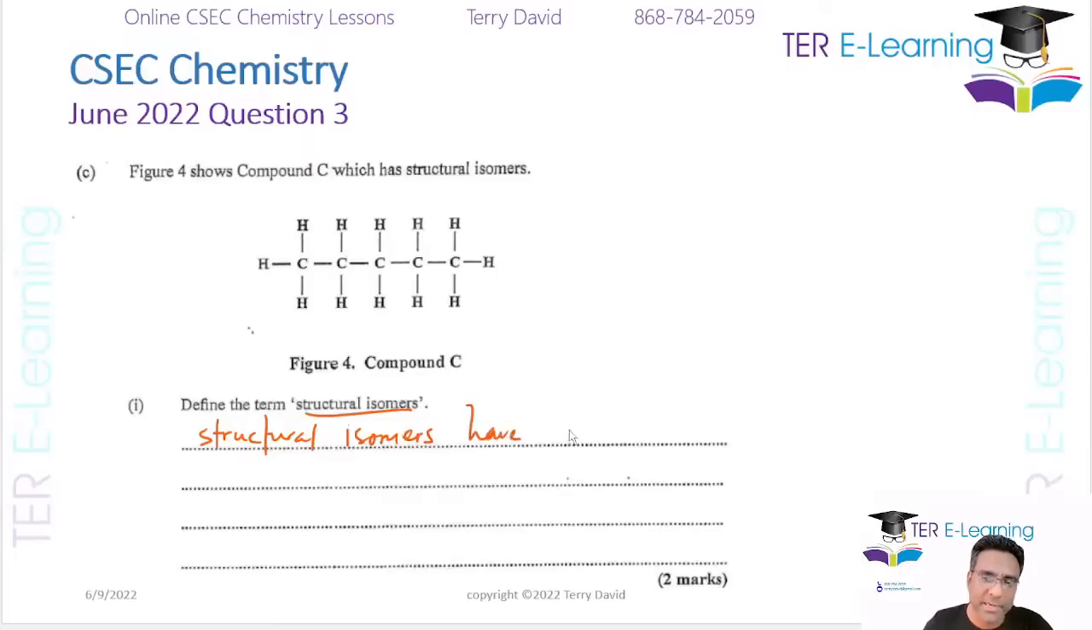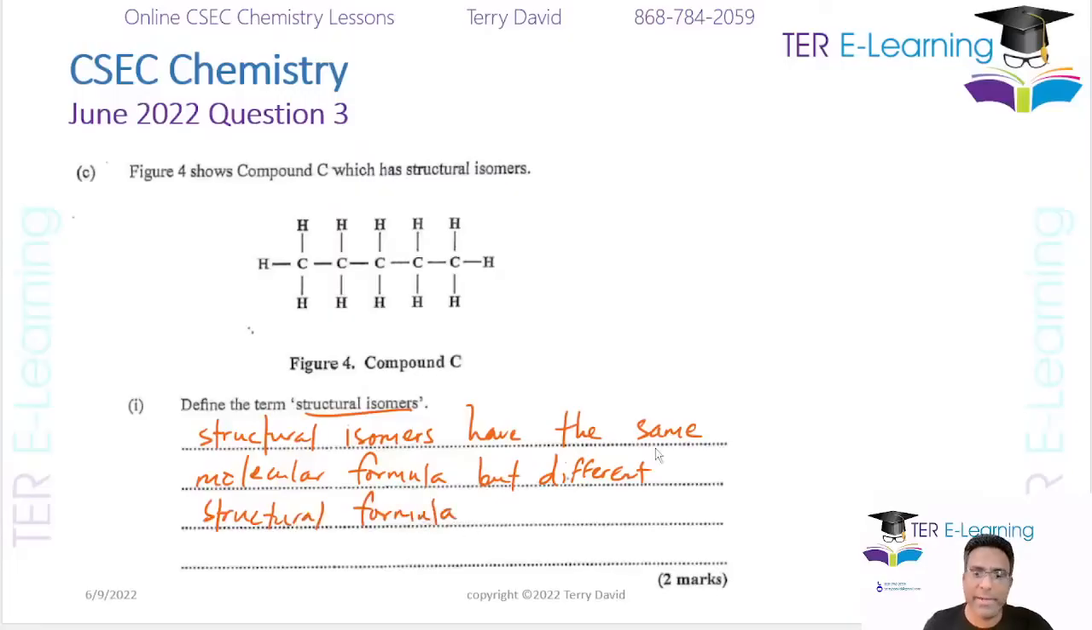have the same molecular formula, but different structural formula. That's it. 2 marks just for saying that. That's the same thing they've been asking for the past few years. What is structural isomerism?